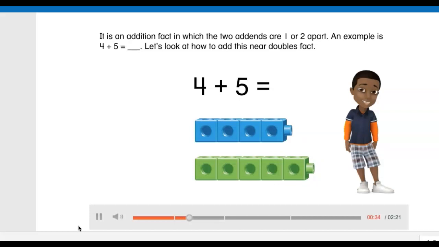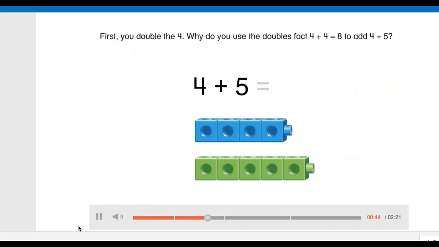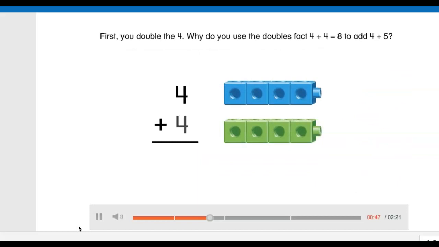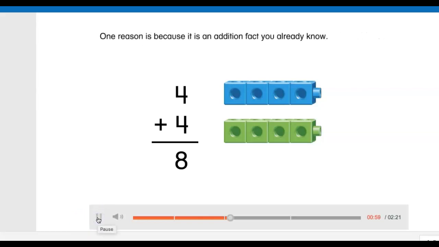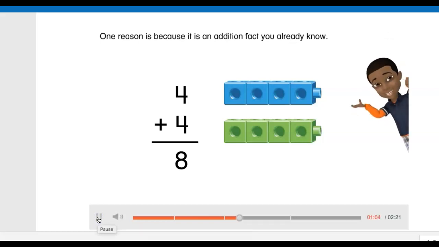An example is 4 plus 5 equals. Let's look at how to add this near doubles fact. First, you double the 4. Why do you use the doubles fact 4 plus 4 equals 8 to add 4 plus 5? One reason is because it is an addition fact you already know. Knowing doubles facts can help you solve near doubles facts.